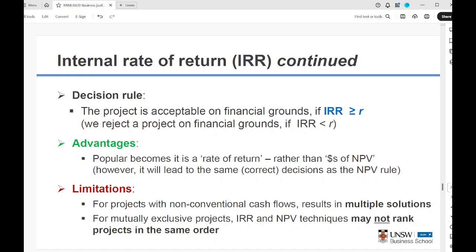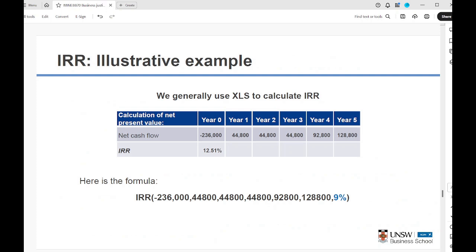If you're looking at projects over a different length, the internal rate of return calculation may not provide you with the same ranking as the NPV. As I said, the reason it's popular is because it gives us a rate of return that we can just compare to our organisation's internal hurdle rate.